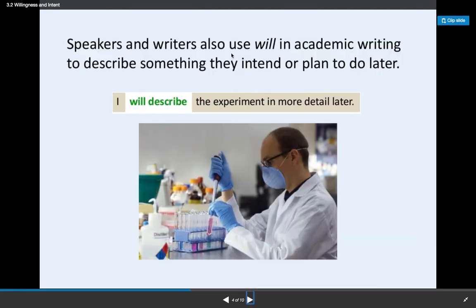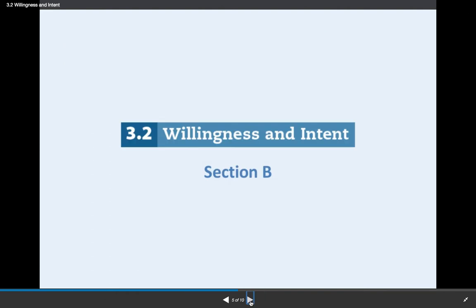And speakers and writers also use will in academic writing to describe something they intend or plan to do later. I will describe the experiment in more detail later. And that's willingness and intent.